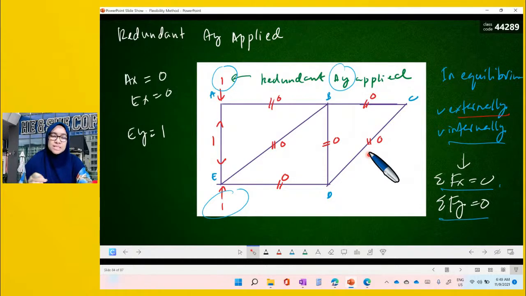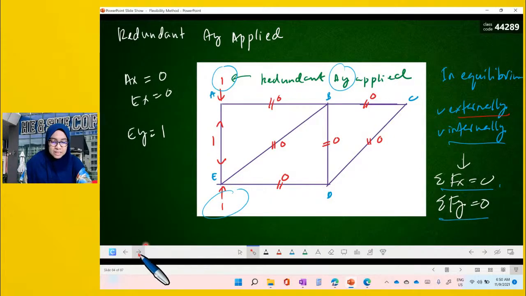So for this truss, a redundant system, due to a unit value of AY, only one member has value. It is AE. The rest are all 0.